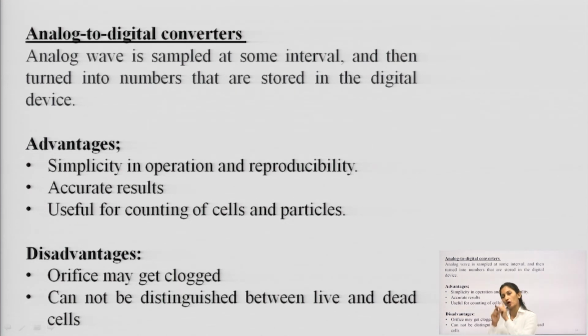The next attachment in this Coulter counter is the analog to digital converter, where we convert this ECG-type analog pulse into digital form. The analog wave is sampled at some interval and then turned into numbers that are stored in the digital device, and we can easily visualize and understand these digital values in the form of the particle volume. There are some disadvantages and advantages of this Coulter counter.